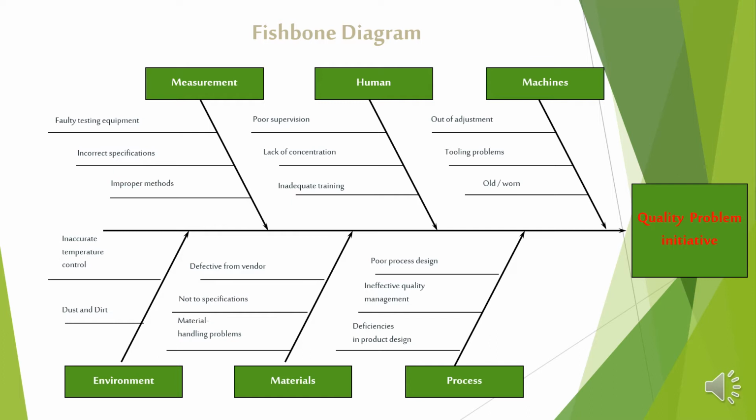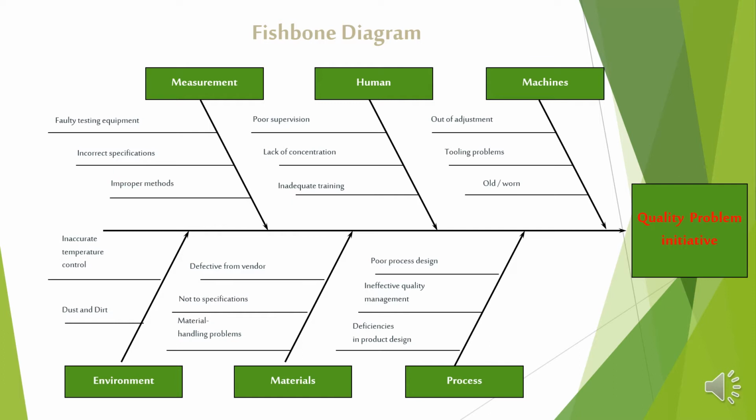What is the problem with the processes? Deficiencies in product design, ineffective quality management, poor process design. What about materials? Material handling problems, not to specification, defective from vendor. What about environment? Dust and dirt can affect, they may be the cause of the problem. Inaccurate temperature control. For the machines: out of adjustment, tooling problem, old and worn.